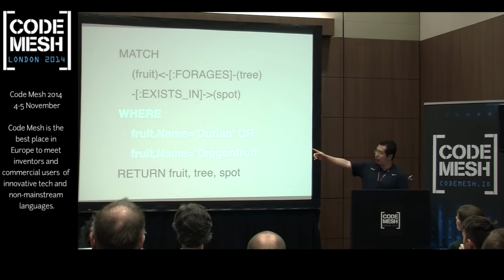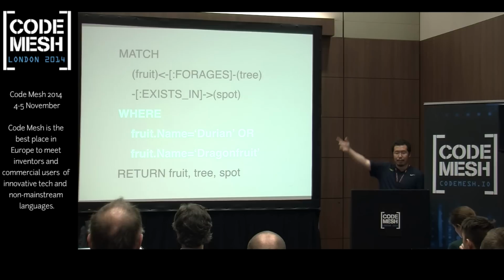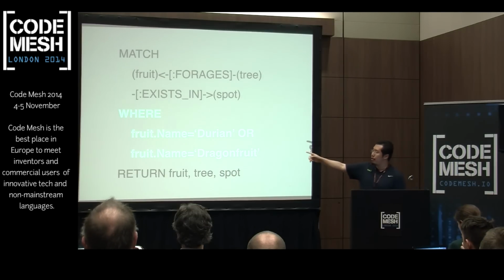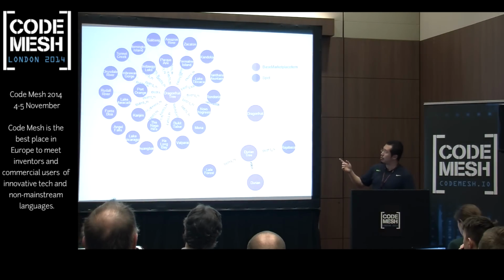But we can also use the where clause to say, okay, now that we match a fruit and a spot and a tree that matches our pattern, we want to filter on the fruit node so that we only look for fruits whose name is either durian or dragon fruit. And the result of this query looks like this, and from here you can straight away see that durian is much harder to come by compared to dragon fruit, so naturally it should be made more expensive to purchase.